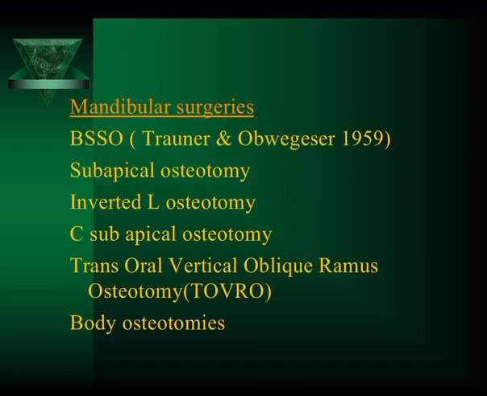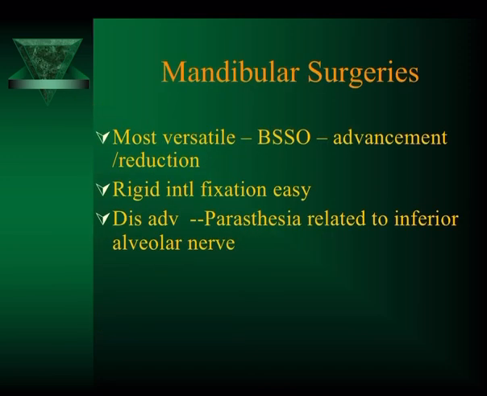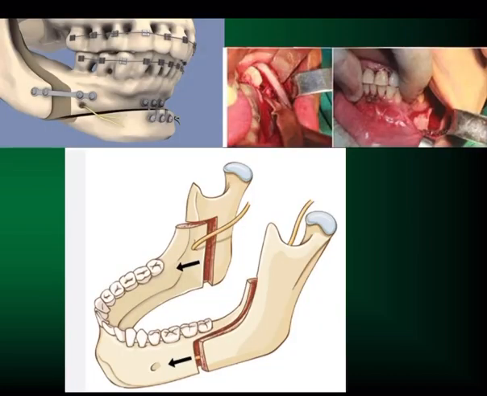Mandibular surgeries include BSSO, subapical osteotomy, inverted L osteotomy, C osteotomy, transoral vertical oblique ramus osteotomy, and body osteotomies. Mandibular surgeries are the most versatile. One is the BSSO or advancement and reduction. Rigid internal fixation is easy, and the disadvantage is that paresthesia related to the inferior alveolar nerve can occur. So this is the BSSO, wherein a sagittal split osteotomy of the ramus of the mandible is done, and the mandible can be advanced as well as reduced depending on the malocclusion.